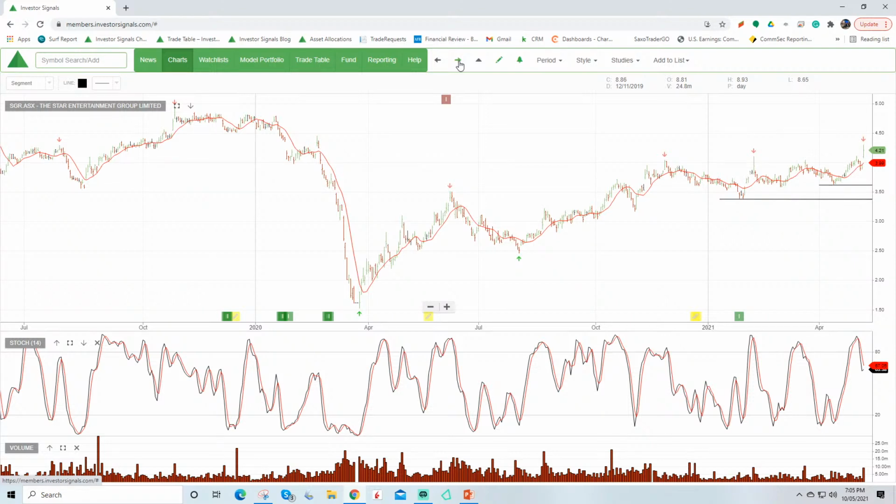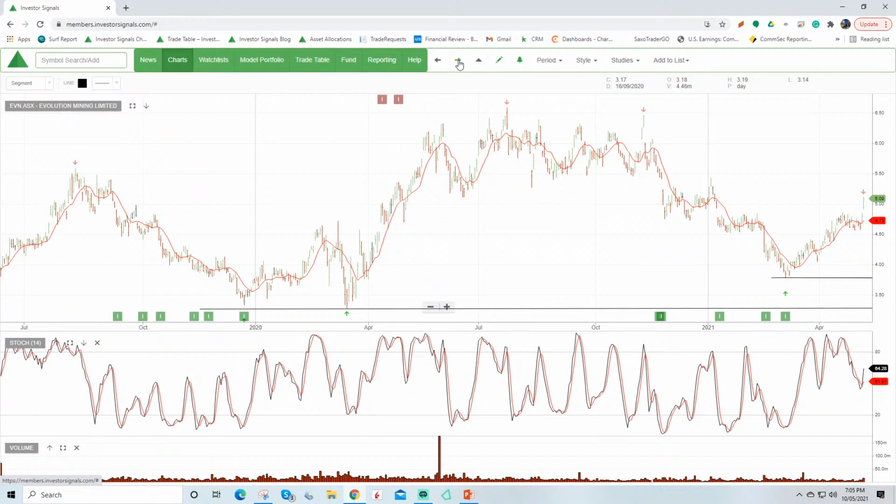I imagine the regulators are probably not against the idea of Star being the sole operator in Australia, but we're yet to see any commentary around that. Star, higher highs, higher lows, and performing well after the algorithm signal earlier this year.